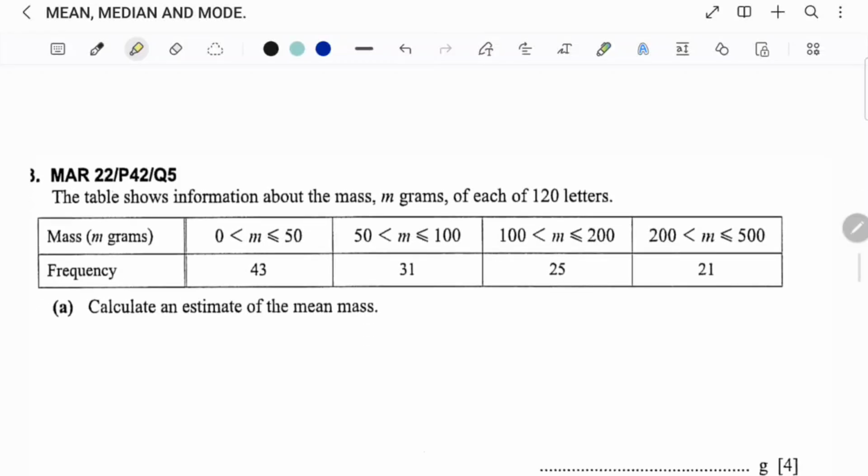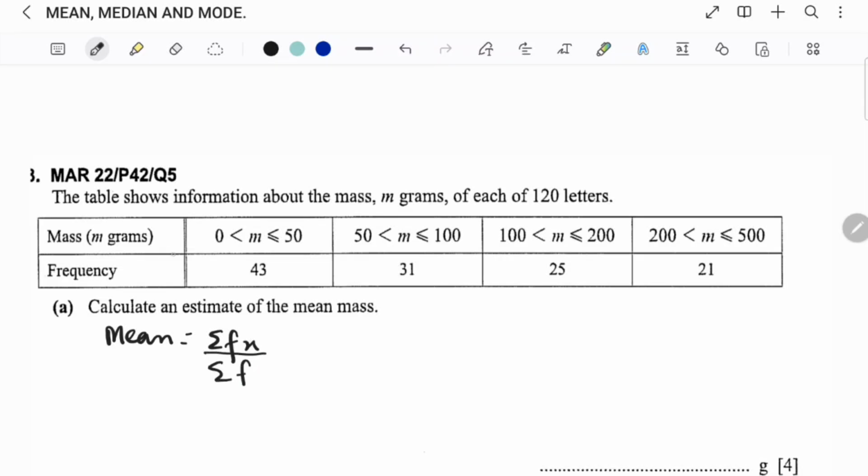In the next question, it's grouped data. Whenever your numbers are given in the form of groups, they are grouped data. So finding the mean for such a question, the table below shows it's March 2022 paper 4-2 question number 5. To find the mean, what do you do? Obviously, you have the same formula, sum of fx divided by sum of f.